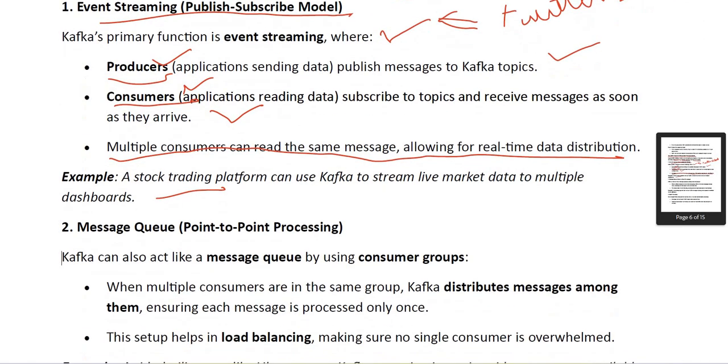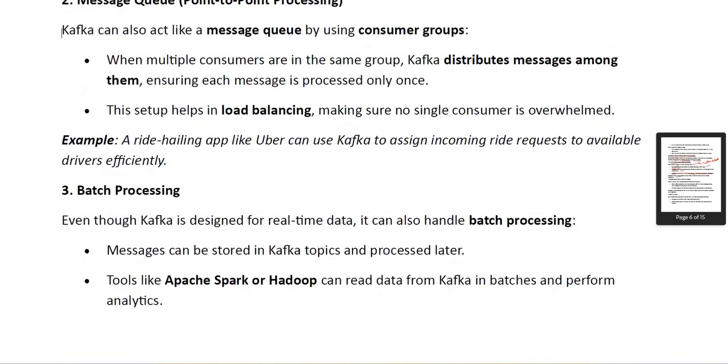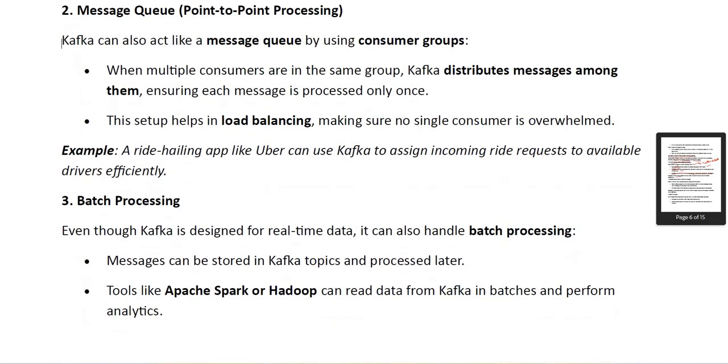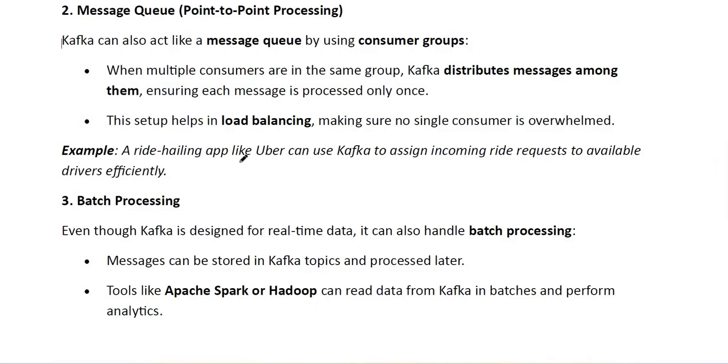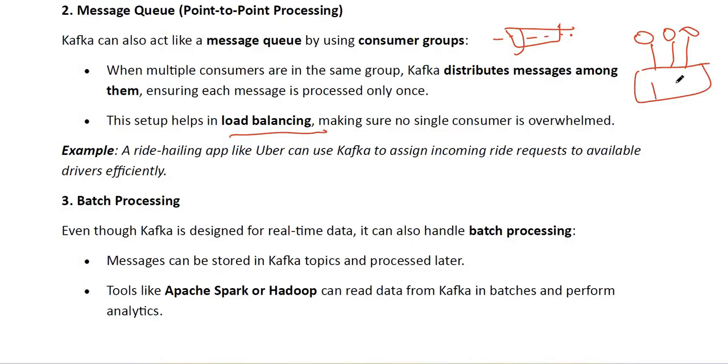So what is this point-to-point processing that we are going to see here? Kafka can also act as a message queue. What is a message queue actually? A message queue is just like a pipe, from one end it goes to the other end, just like a queue. So when multiple consumers are in the same group, Kafka distributes messages among them in a queue. This feature is called load balancing, distributing the messages among a certain number of consumers in the group, thereby balancing the load and making sure no single consumer is overwhelmed.